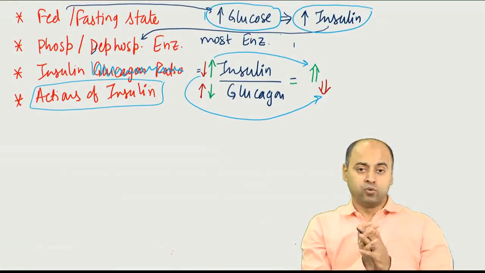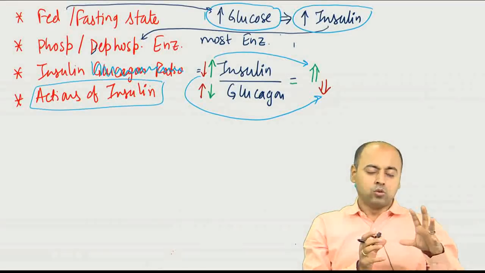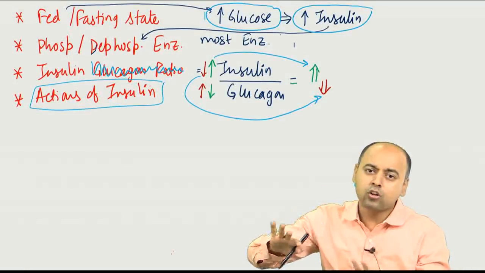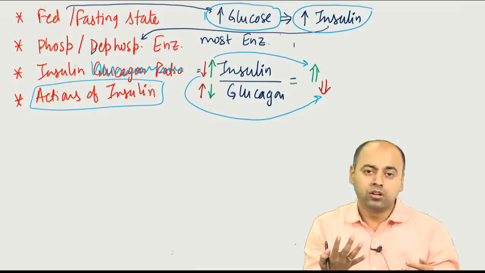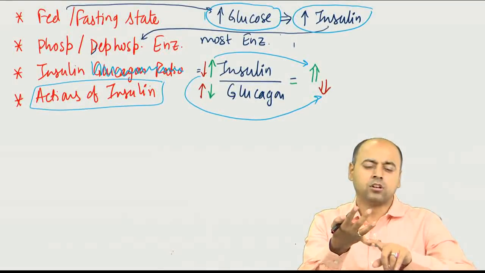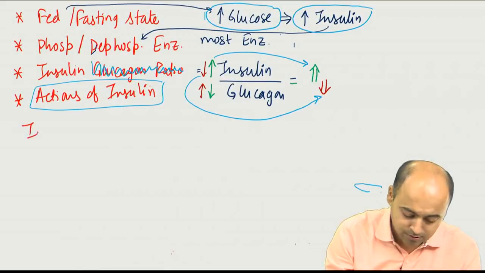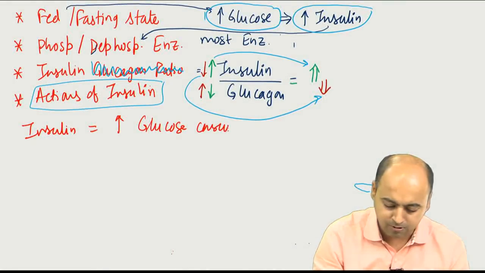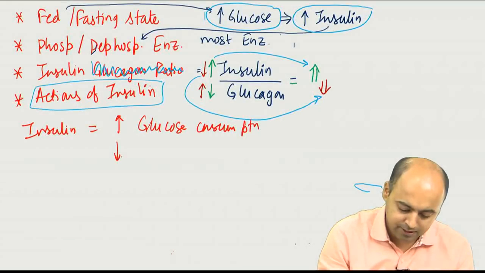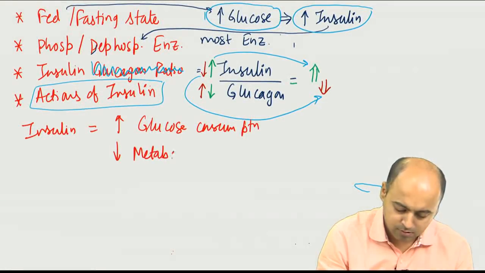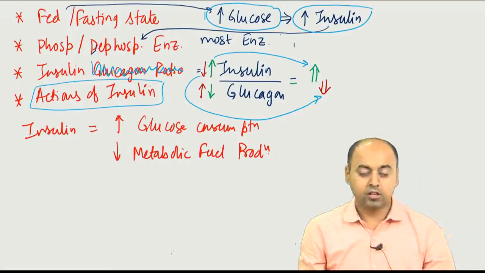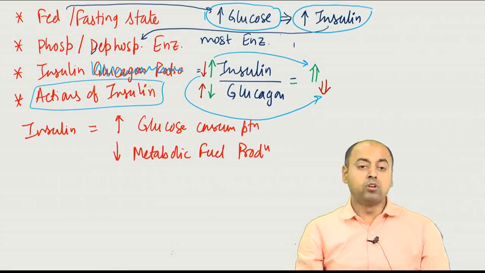Now glucose is the preferred fuel. So as long as glucose is there, insulin will downregulate all those pathways which produce fuel. Fuel means glucose, fatty acid, ketone bodies. This means insulin increases glucose consumption and it decreases metabolic fuel production.